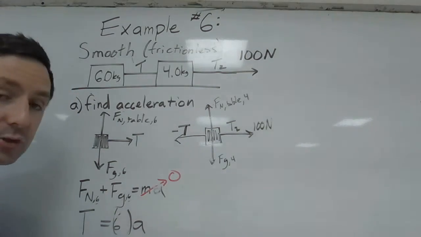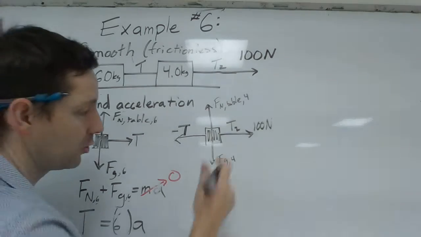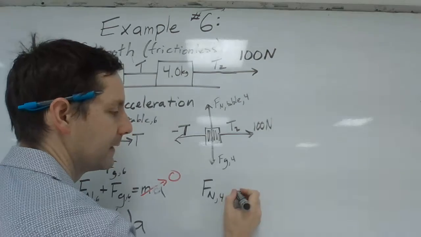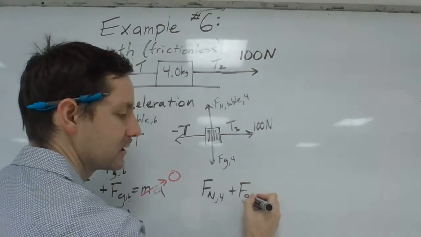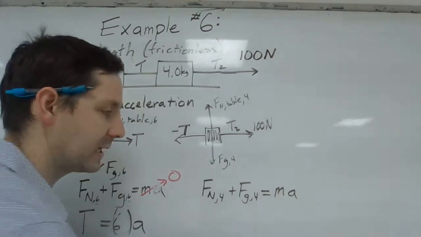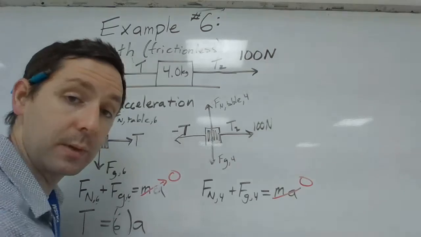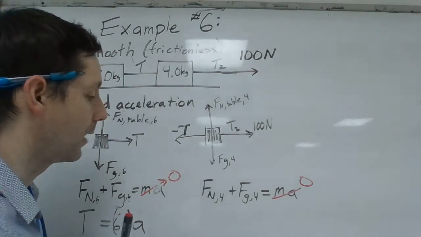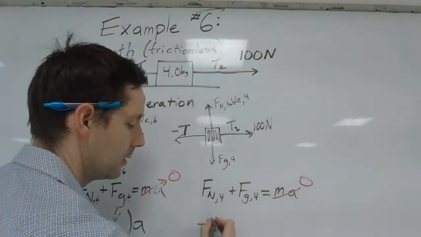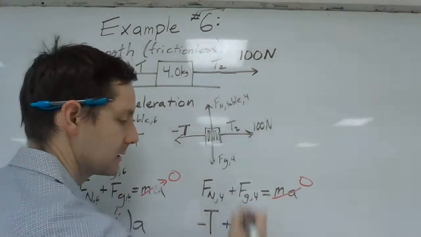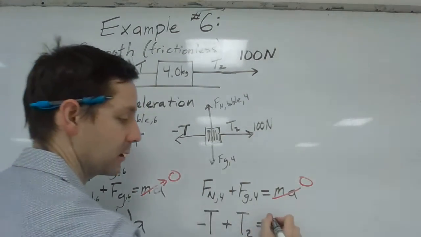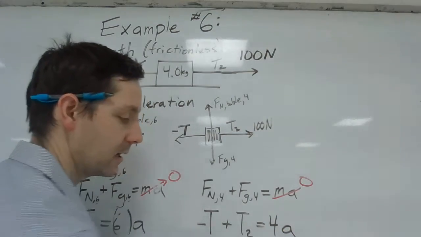So now I should be able to write my equations, right? I do the vertical first, and I recognize that the normal force on 4 plus the gravitational force on 4 is going to be equal to the mass times acceleration, which again, that acceleration is 0 because it's not accelerating up or down. All right, and then we do the same thing for the horizontal forces. We're going to go negative T plus T2 is equal to the mass, which I do know the mass. I'm going to go ahead and put the mass in, times the acceleration.